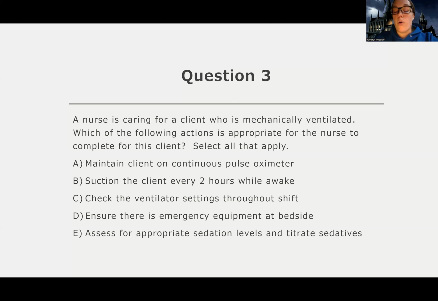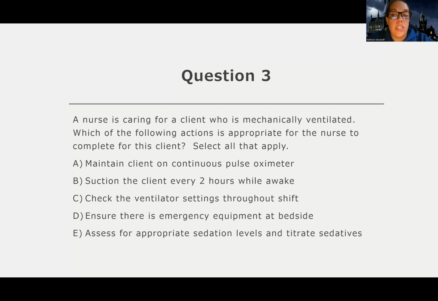Because one of my roles as a nurse taking care of a mechanically ventilated client is getting them off it as soon as possible. So I need to know what settings they're on and if they're changing, so I can assess how the patient's doing and what direction we're going in their plan of care. So I'm going to say yes. So far I have A and C.